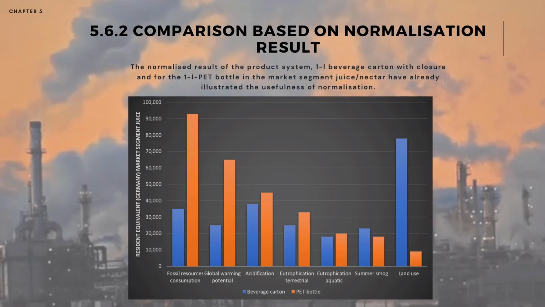Second is comparison based on normalization result. This graph shows an example of comparison based on normalization result between the beverage carton and the PET bottle. The normalized results of the product system for a 1 liter beverage carton with closure and for a 1 liter PET bottle in the market segment juice per hectare have already illustrated the usefulness of normalization.